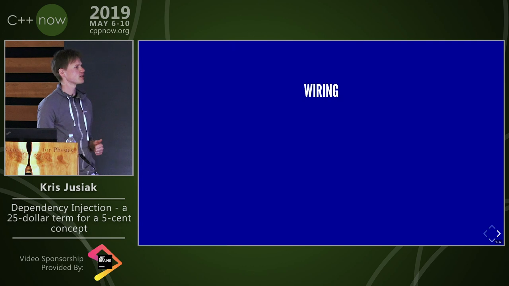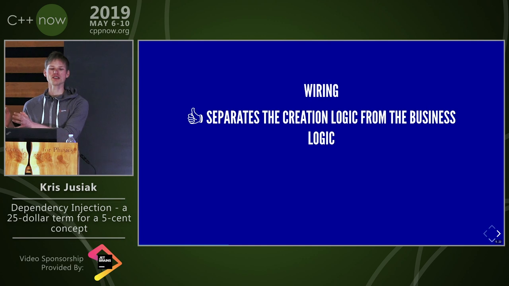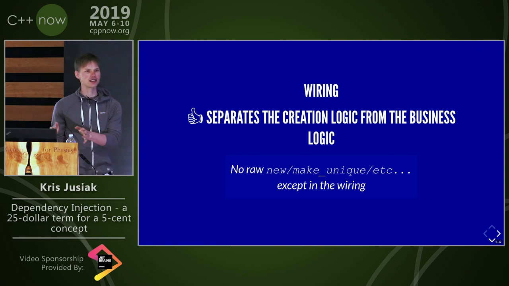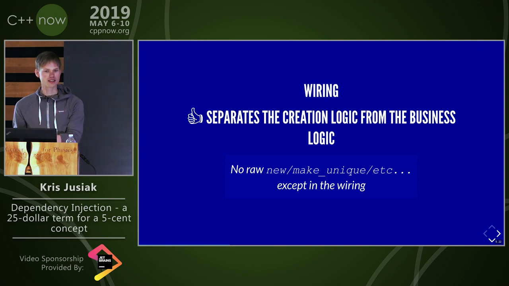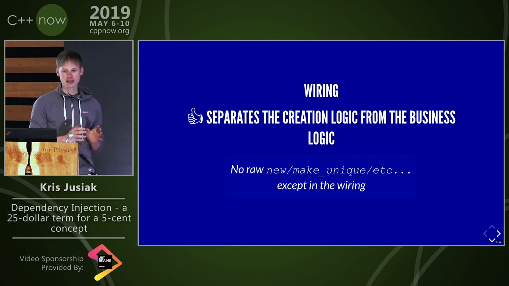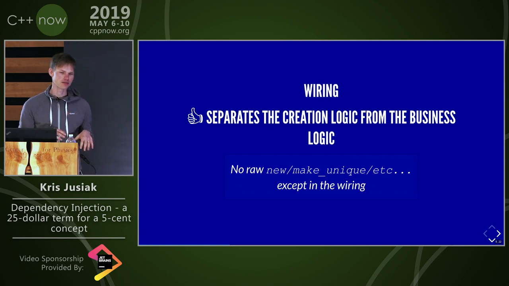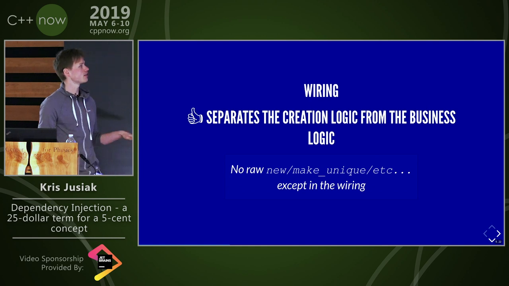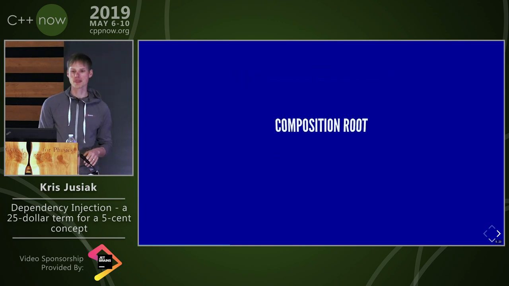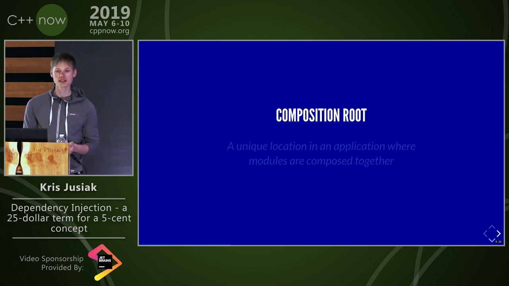So wiring, yet another thing to remember, separates the creation logic from the business logic. We don't want any raw make unique, new, any of these goodies in the business logic, because that's where the logic sits, and the creation of all our objects sits in a totally different place. That's the wiring place. Wiring has negatives as well, but for now, I think wiring is a step in the right direction when it comes to design.